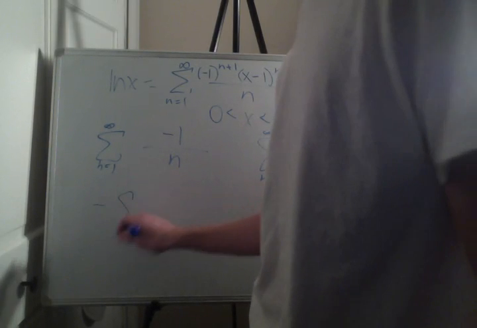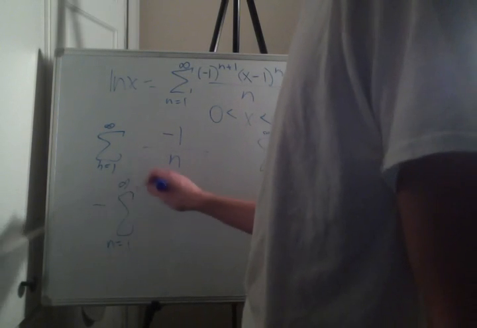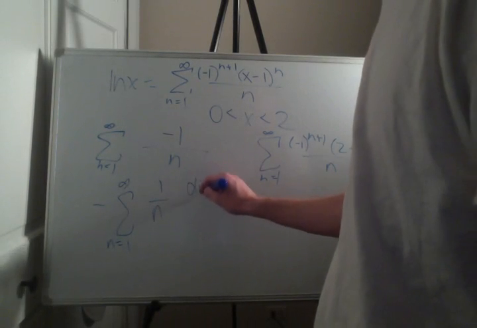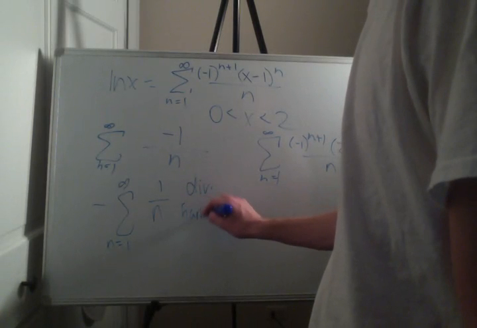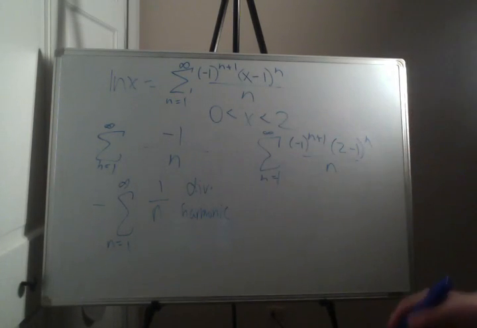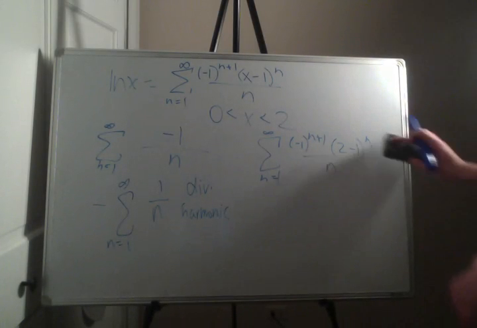Then you can pull out the negative 1, and you get the sum from n equals 1 to infinity of 1 over n, and that is the harmonic series, which we know diverges. So it diverges, harmonic, and that means that this is not or equal to, because at 0 it diverges, it does not converge. Now what about here?